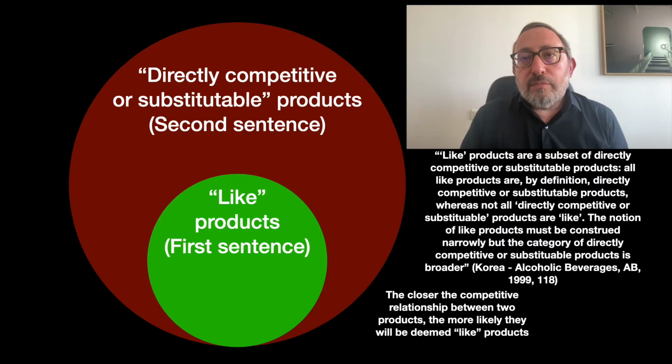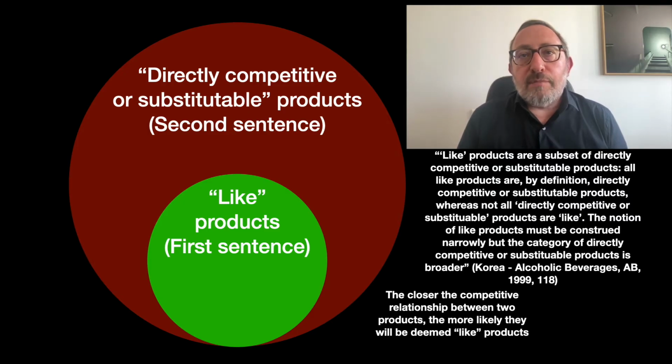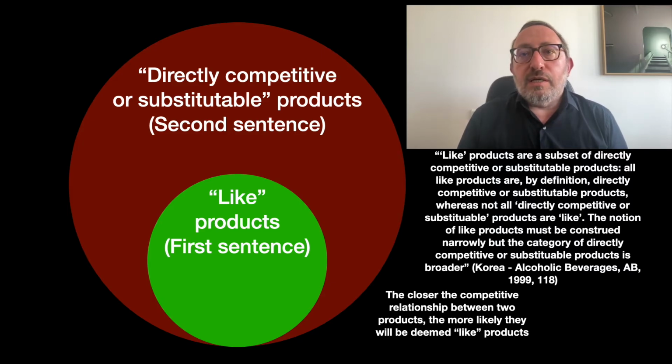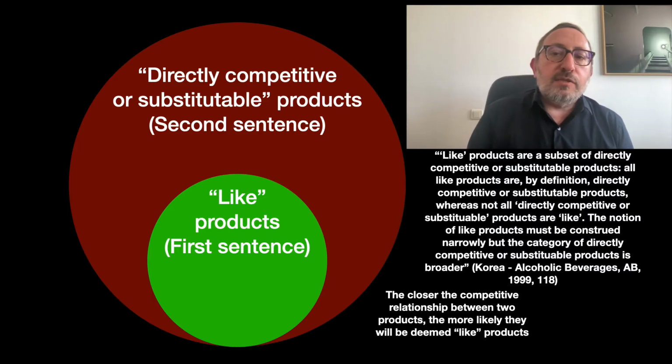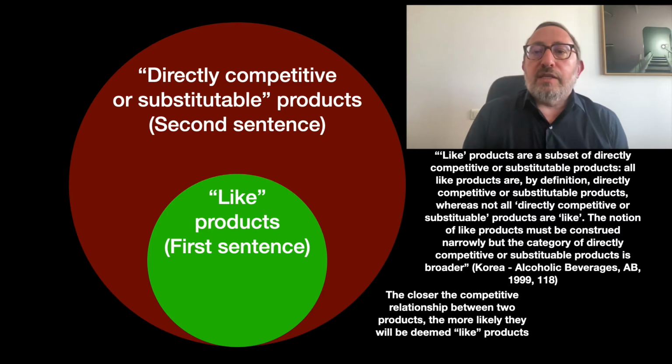So we can represent this in an image by saying that we have a set of products that have a competitive relationship, products that are directly competitive or substitutable products, and that's the scope of the second sentence of Article 3, Paragraph 2. And then we have a subset of those products that have a closer competitive relation, and those will be considered like products for the purposes of the first sentence of Article 3, Paragraph 2. Now, obviously, the closer the competitive relation, the more likely that these products will fall under the like product subset rather than the overall set of directly competitive or substitutable products.